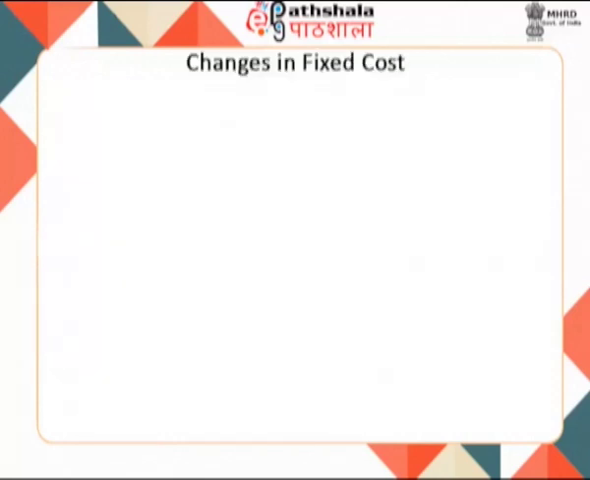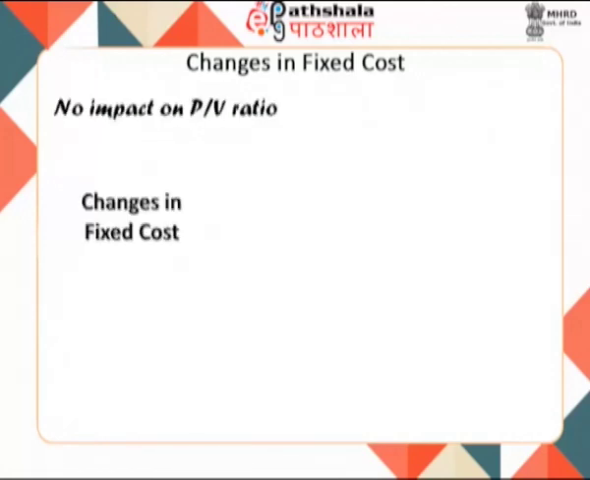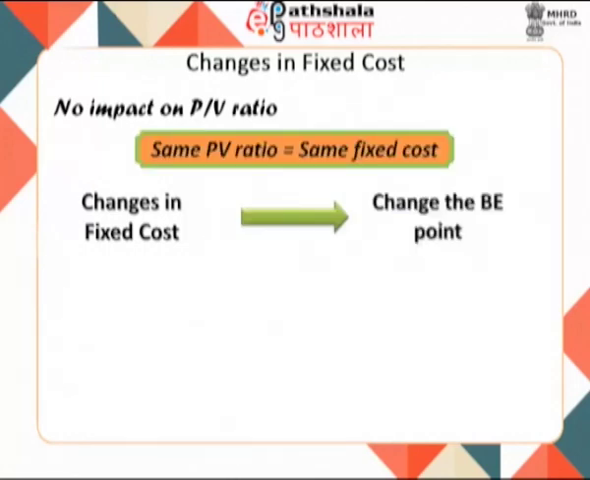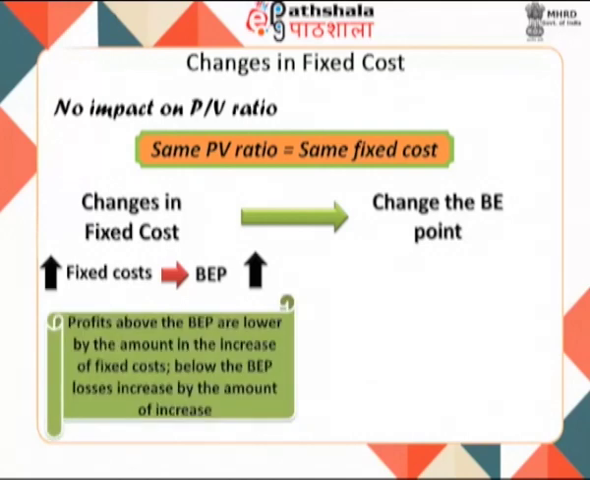Changes in fixed cost. Increase or decrease in fixed cost does not have any impact on PV ratio, but they change the break-even point. With the same PV ratio, the rate of fixed cost recovery remains the same. If fixed costs are increased, the break-even point in terms of break-even volume is higher. Profits above the break-even point are lower by the amount of increase in fixed cost, and below the break-even point losses increase by the amount of increase in fixed cost.